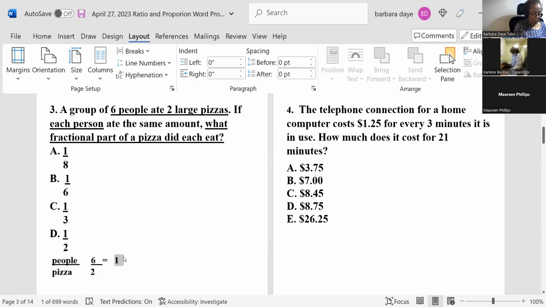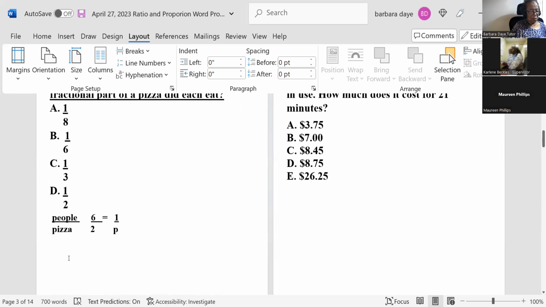Now, what do you want to call that variable? Okay, a P. Let's call it P. All right. Now solve for P. What's P equal to, Maureen? Cross multiply and solve for P. What do you get? 2 times 1 is 2, and 6P is 6P. So what is P equal to? No. Cross multiply, Maureen, and solve for P. 2 times 1 is 2, right? So P is equal to what?